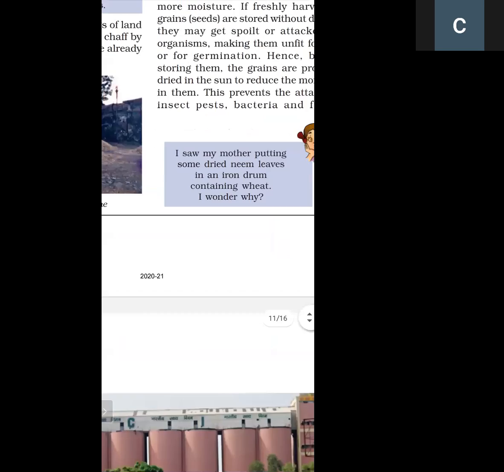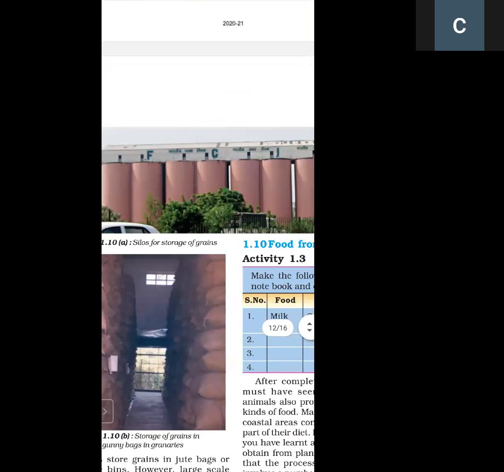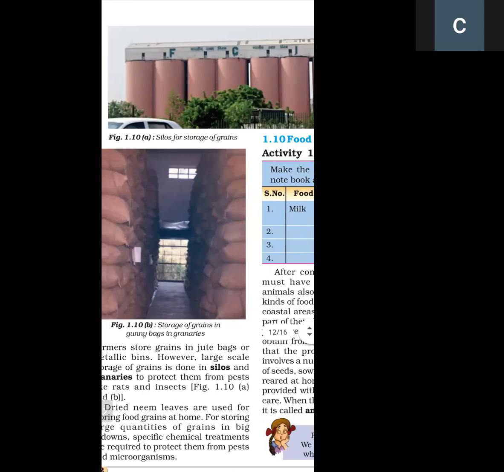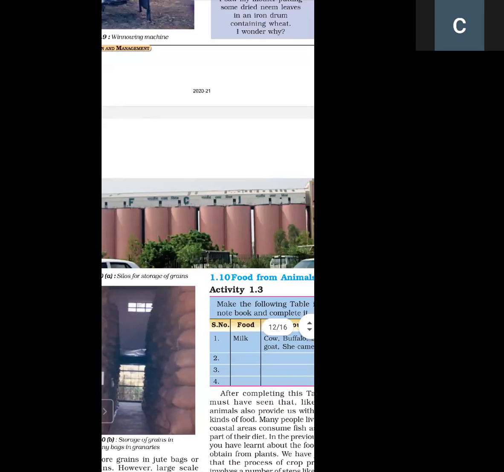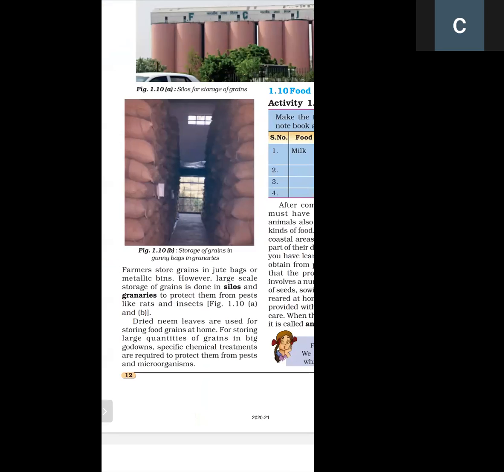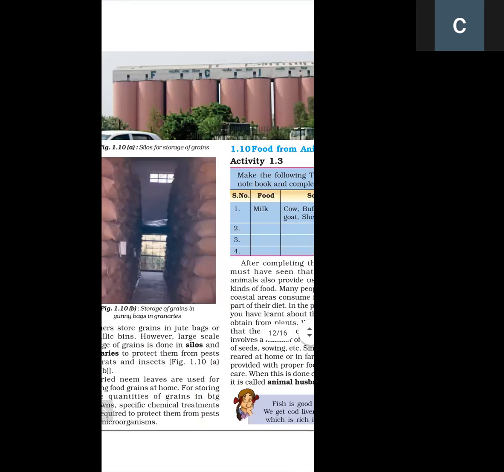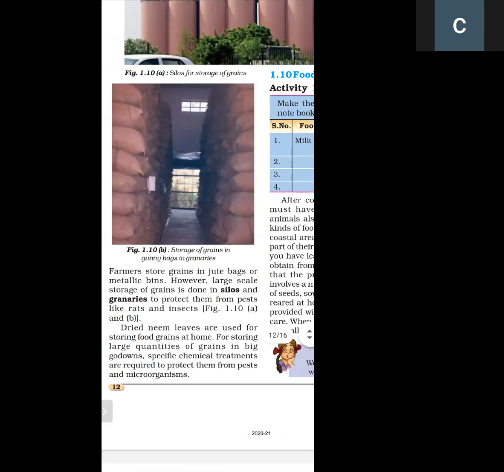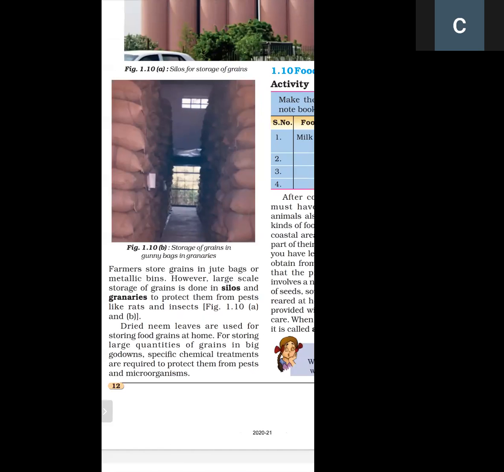Next are silos for storage of grains. We use silos and granaries to protect the grains from pests, rats and insects. These are the silos used for storage of grains. And this is the storage of grains in gunny bags or granaries. So we can use either silos for storage of grains, or gunny bags in granaries, and these protect from pests as well as rats and insects.